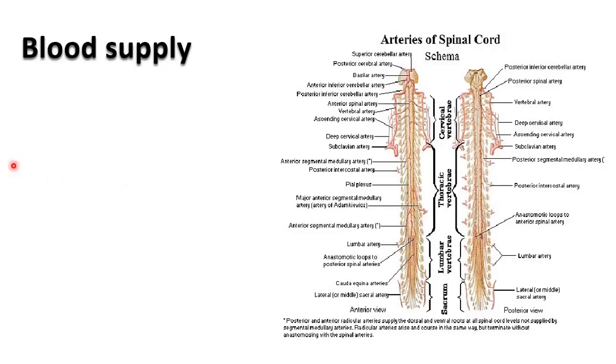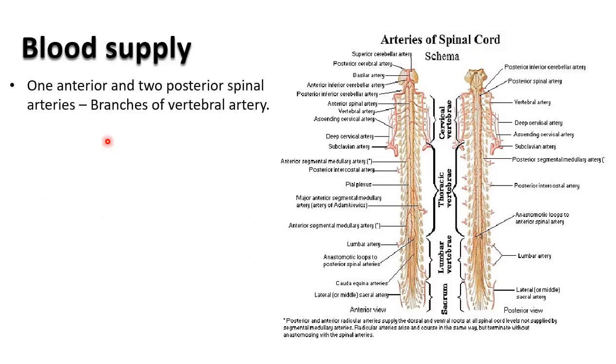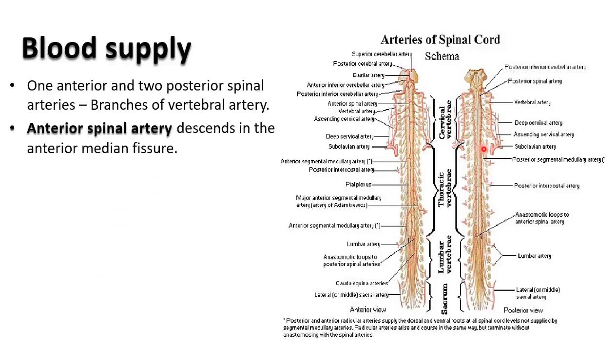Okay. So now coming to the blood supply of the spinal cord. The spinal cord is mainly supplied by one anterior spinal artery and two posterior spinal arteries. The anterior and posterior spinal arteries are branches of the vertebral arteries. The vertebral arteries of either side pass through the foramen magnum and unite to form the basilar artery. Prior to its union, each gives one anterior spinal artery, which you can see in the anterior median fissure, and two posterior spinal arteries on either side of the posterior median sulcus.